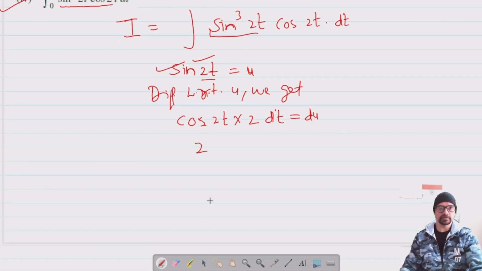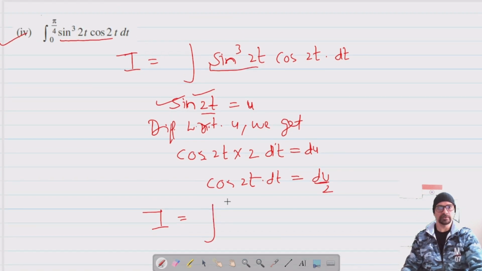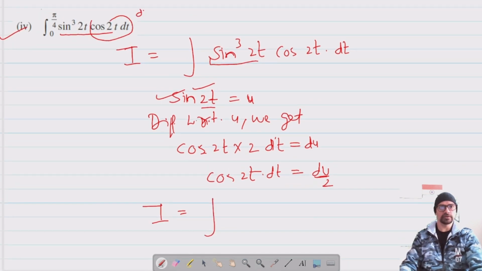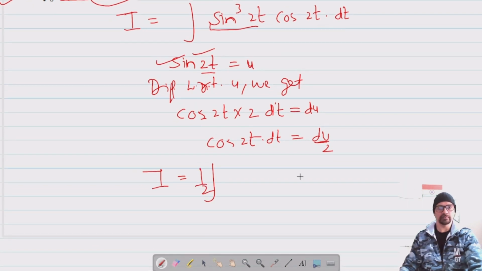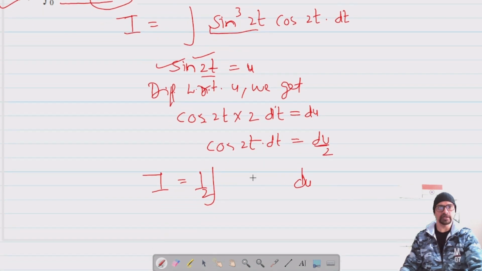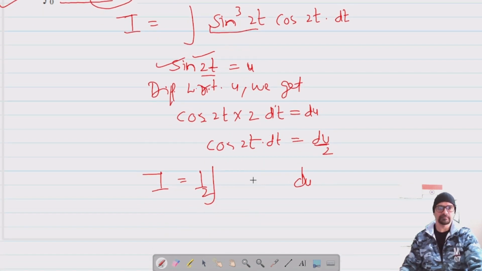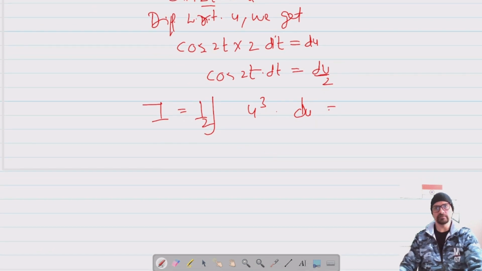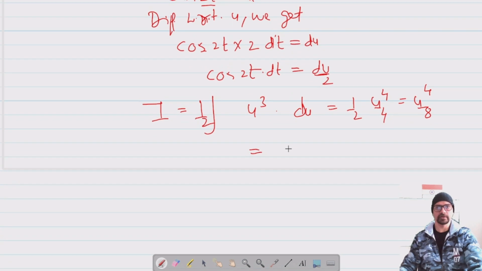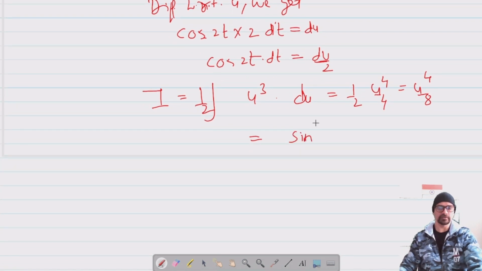So cos 2t into dt is du by 2, and our integral in terms of u is: half is out, and the differential element is du, and sine cubed 2t is u cubed. So it's u cubed into du, and the integration of this is u raised to the power 4 by 4, which is u raised to the power 4 by 8. If we substitute the value of u, which was sine 2t, it's sine raised to the power 4 of 2t, by 8.